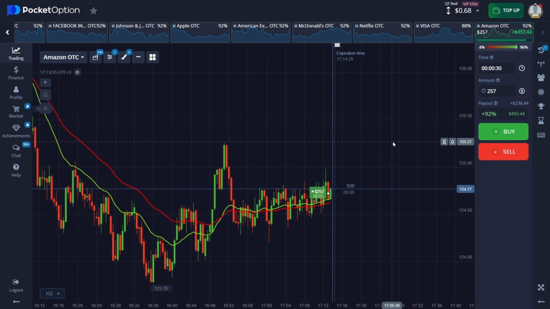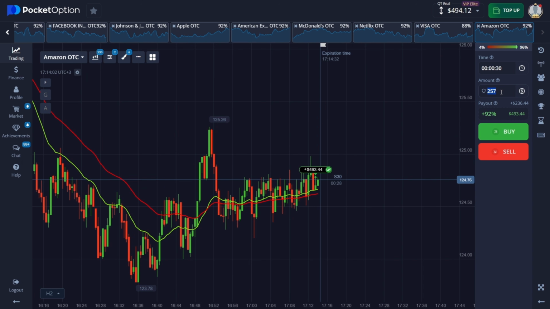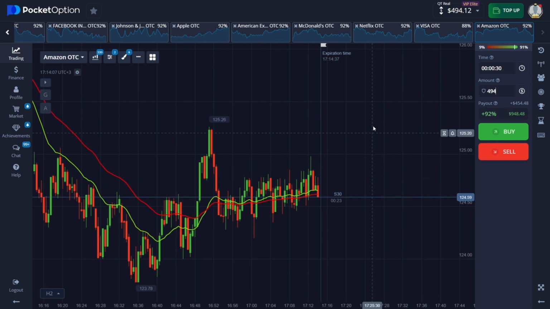Let's see, currently the trade is in our favor with only a few seconds left, and it's a win. We won another trade in this compounding session. Now my balance has turned into $494, so let's find a trade for $494.